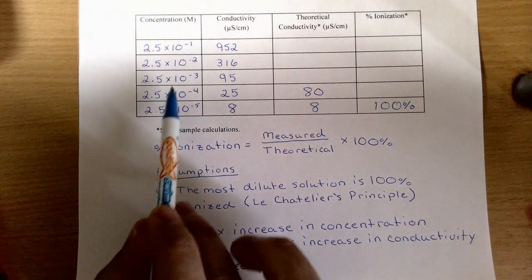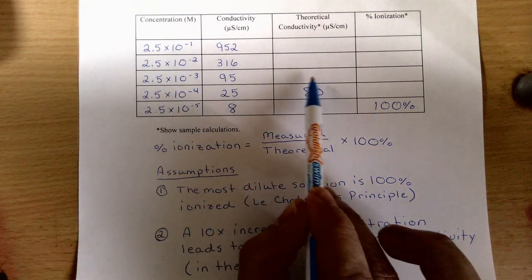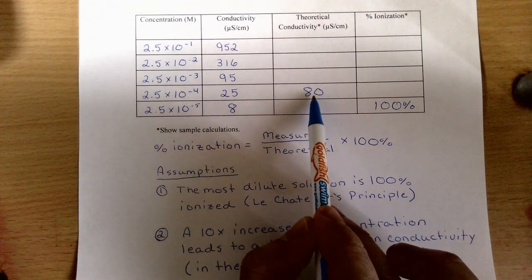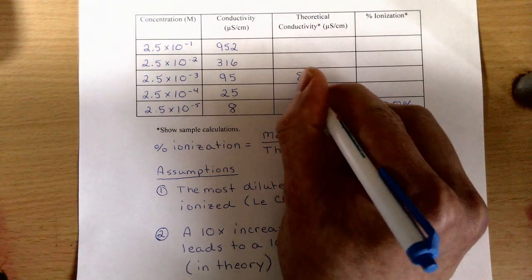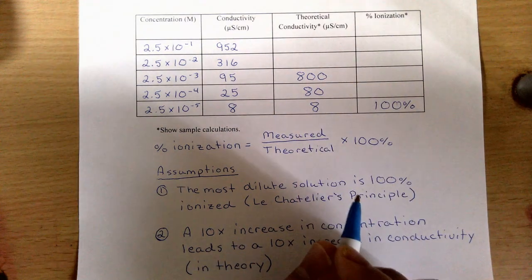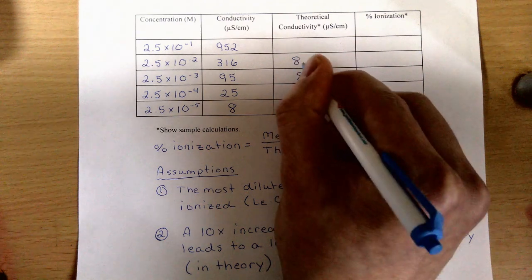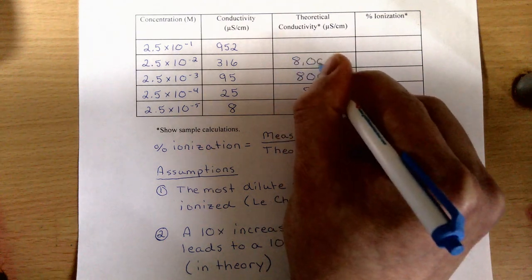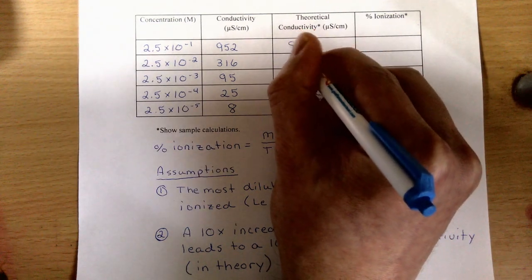Similarly, if this one is 10 times more concentrated than this one, then this should be 10 times more conductive than this one. And then we can just fill the table out as we go up. Each time multiplying the last value by 10.